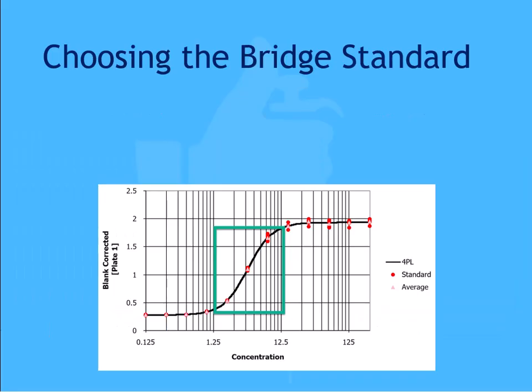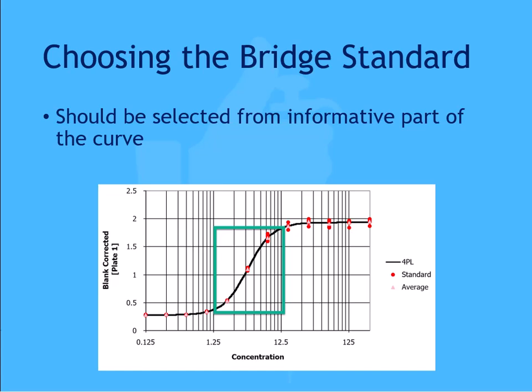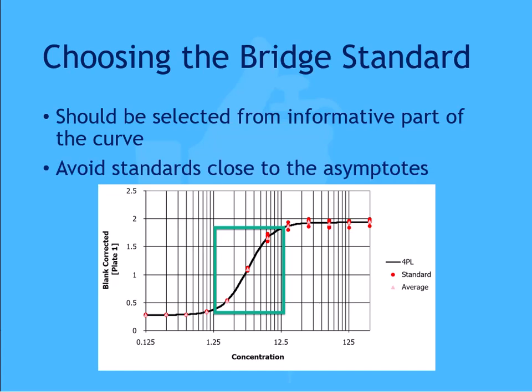The bridge standard should be selected from the informative part of the curve, often near the middle of the range or close to the EC50 region. Avoid choosing a bridge standard that is too close to the lower or upper asymptote of the curve. In those regions, the response changes very little with concentration, so a small measurement difference can produce unstable corrections. A good bridge standard is one that gives a consistent, measurable response and is close to the concentration range where many of the unknown samples are expected to fall.